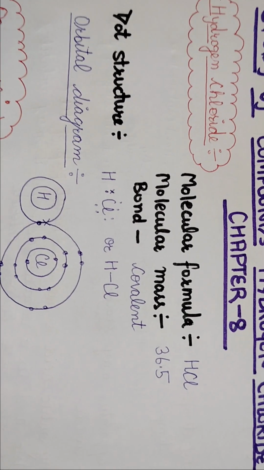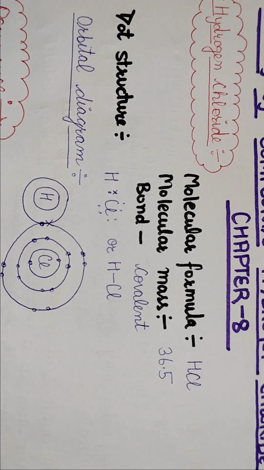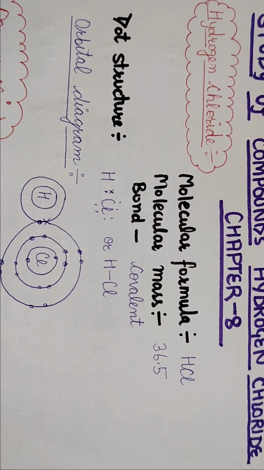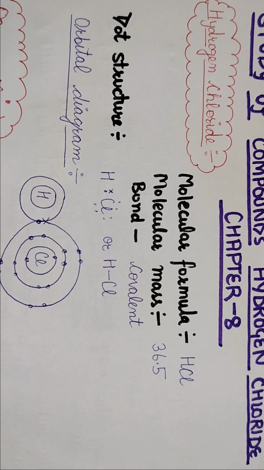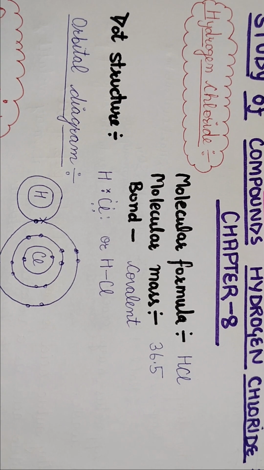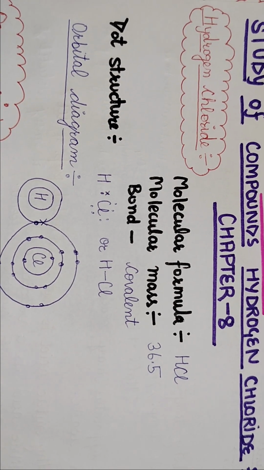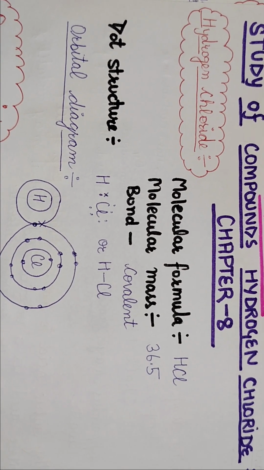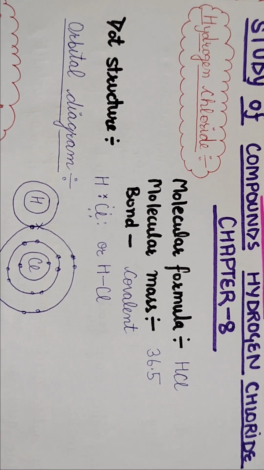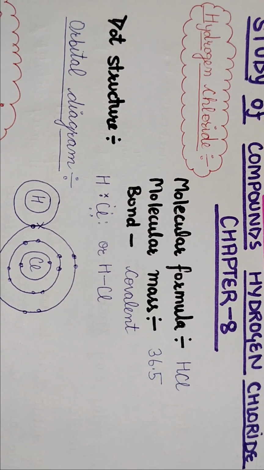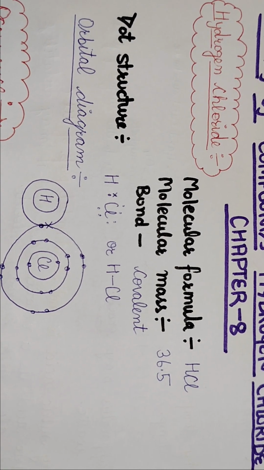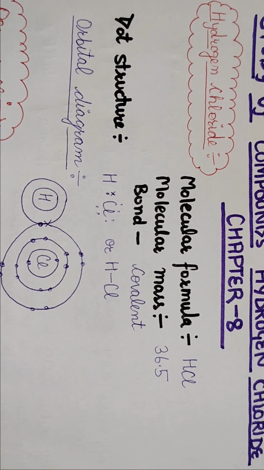Okay, so let's start. Firstly, we are going to discuss hydrogen chloride. If we talk about its molecular formula, then the molecular formula is HCl and molecular mass is 36.5. The bond between the H and Cl is a covalent bond, and we all know that a covalent bond is formed by the equal sharing of electrons. In the dot structure, we can clearly see that there is one electron of hydrogen and one electron of chlorine, and they form a covalent bond.